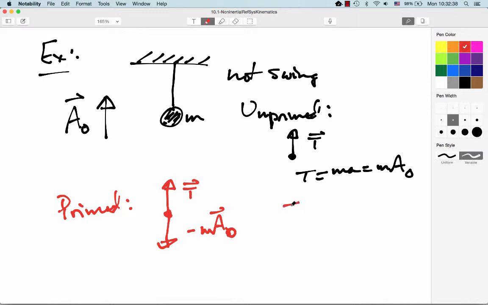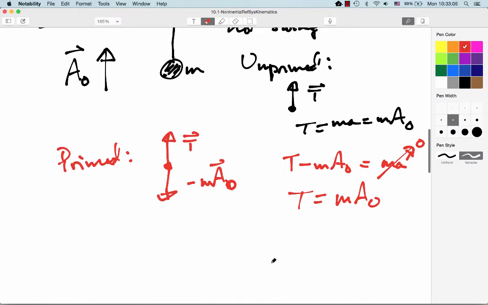So anyway, they would write T minus ma naught equals ma prime, but they would assert that, in their frame, that pendulum bob is at rest and not accelerating. So they would agree on the tension in the string, that it is equal to ma naught, just as the unprimed observer would. They would say this looks kind of like gravity, just with some sort of g prime that was equal to minus a naught.